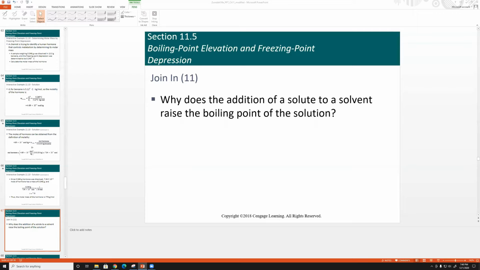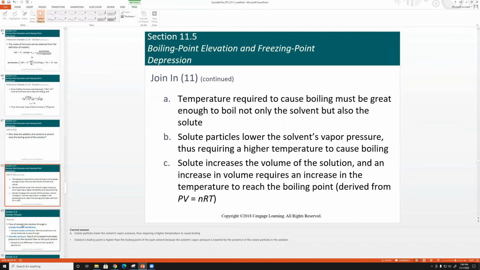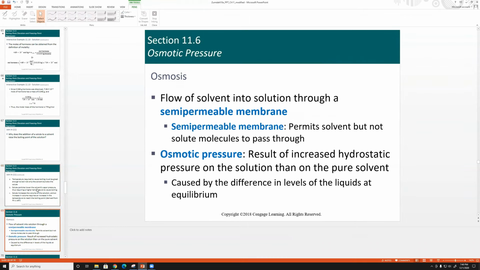And Daniel, nice. So you have more energy needed to break those intermolecular bonds, right? Which then brings the solvent into the gas form. It brings the liquid water into the gas form. So yeah, James, good job too. All right, cool. So we got the idea. Oh, there was A, B, and C. I didn't even know that. All right, so solute particles lower the solvent's vapor pressure, thus requiring higher temperatures to cause boiling. That's basically what happens.